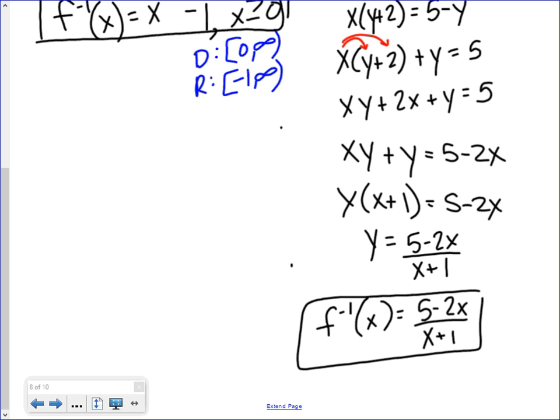Now, remember that domain and range should be switched. Here, the domain is everything except -1, which used to be our range. When we look at the degrees, they're even. When we look for the horizontal asymptote, it would be -2 over 1. So -2 is excluded from our range, which used to be our domain. So it works out with the vertical and the horizontal asymptotes.